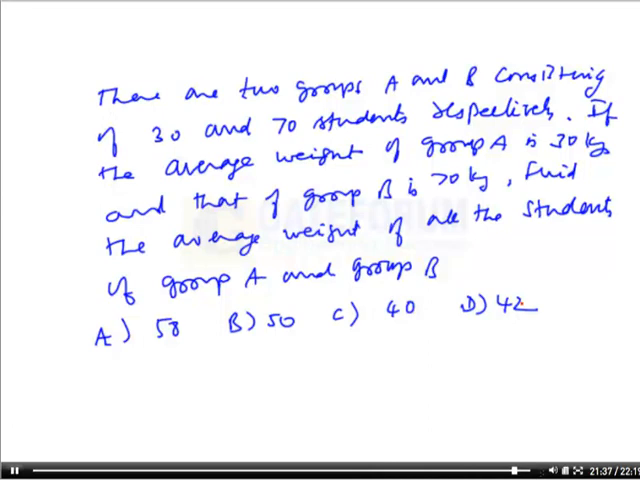The first sum of the exercise. There are two groups, A and B, consisting of 30 and 70 students, respectively. If the average weight of group A is 30 and that of group B is 70, find the average weight of all the students.